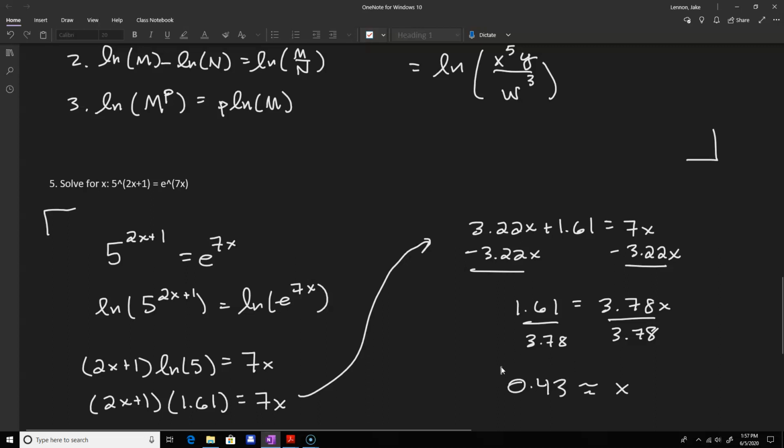But basically just taking the natural log and making use of its properties. And that's it for that one.